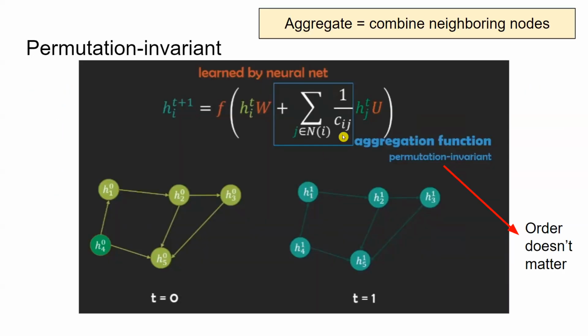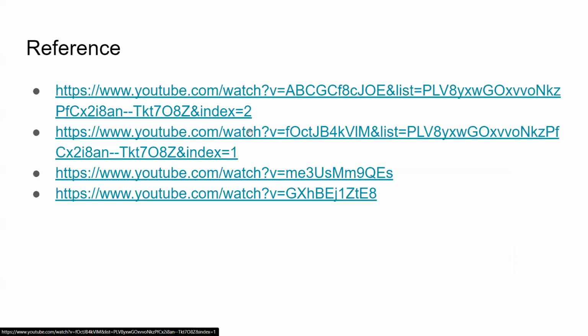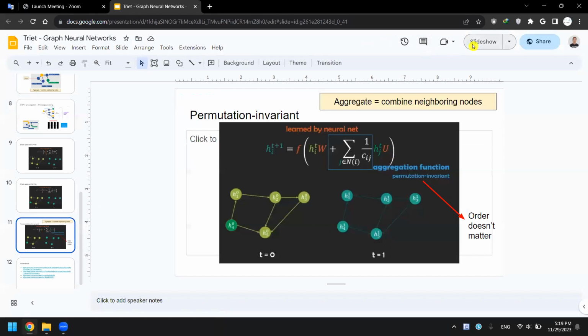And then h_j^t is just a neighboring node, and that's mainly the map. You just keep updating the map to get the next time step. You keep doing that. This is more of a numerical answer, and that's it. That's all I have for today.